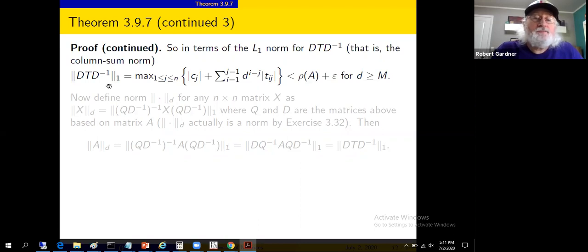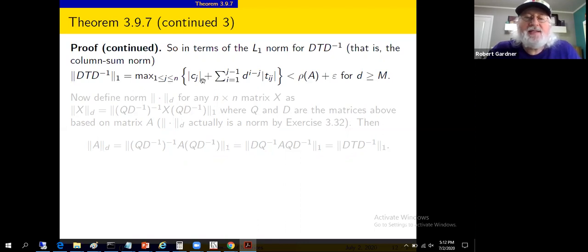The L1 norm, that was the maximum of the column sums. Okay, we looked at the column sums of DTD inverse. That was 2 slides ago. We had this thing here. That's what we got for the column sum. Remember, we summed from 1 up to j minus 1. Then we added the diagonal entry, and beyond that, we were picking up zeros because we were dealing with an upper triangular matrix. So this is what we got for column sums. We take the maximum over all columns of this. That's what the L1 sum is, the maximum column sum, the column sum norm.